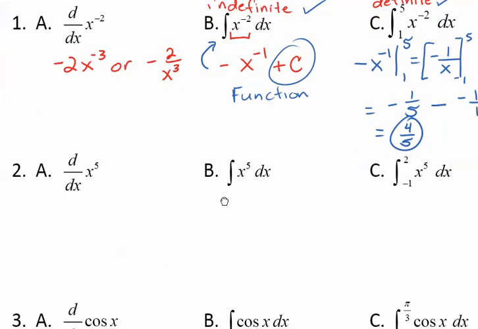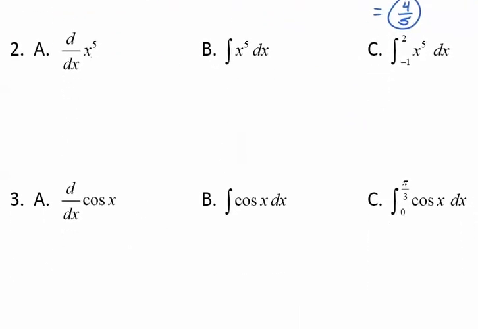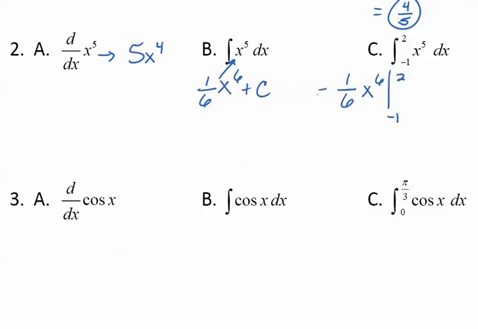All right, so let's try again here. We've got a power rule, so 5x to the 4th. Now we want to integrate x to the 5th, so we reverse the power rule, and we divide by the new exponent. And again, it should make perfectly good sense that if you do the derivative, you can check to see if you get back to the integrand. And then we've got the same integrand, but this time we're doing a definite integral. So we will have 1/6 x to the 6th evaluated from negative 1 to 2.